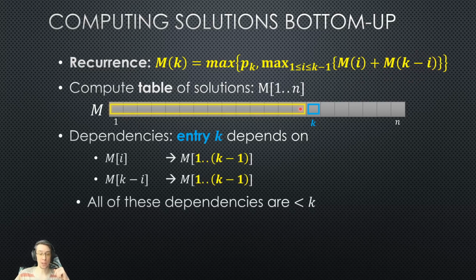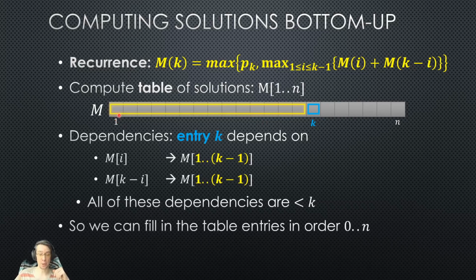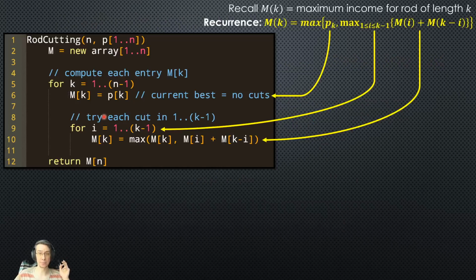All of these dependencies are less than k. So what this tells me is, in order to compute k, it suffices to have everything to the left of k computed first. Everything smaller than k computed first. That's fine. I can just fill in the table entries starting at 1 and go up to n. Sorry, this should be a 1, not a 0. And then every time I'm computing a k, I'll already have computed everything to the left of k.